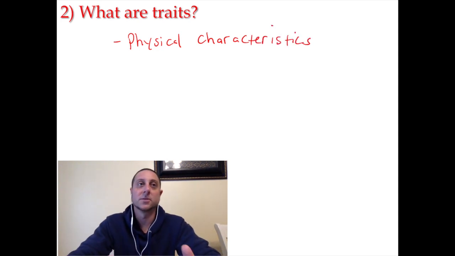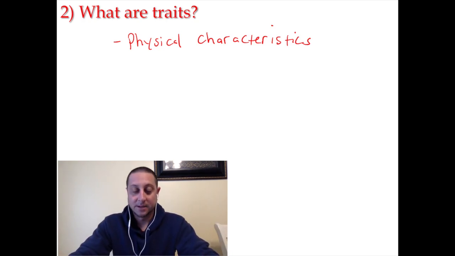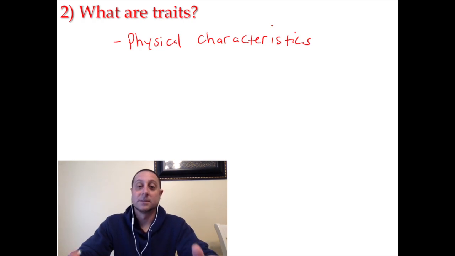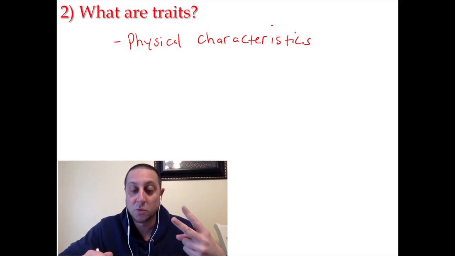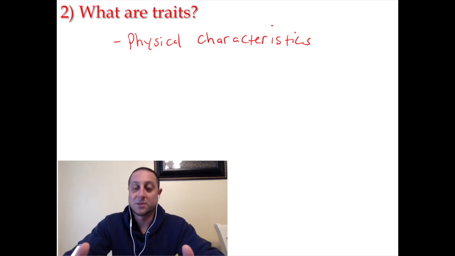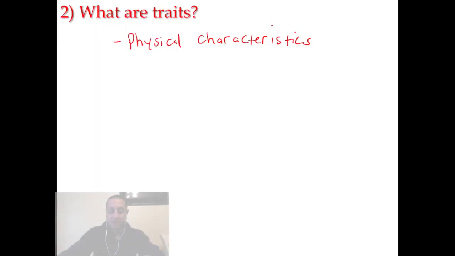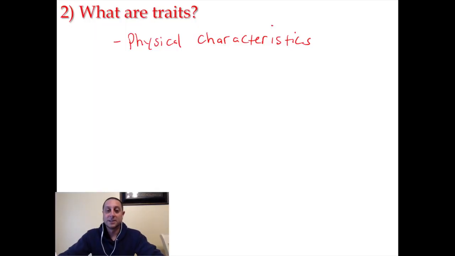So let's say we're just looking at one particular trait, eye color. You are going to inherit this characteristic from your parents. I say it that way because you're getting it from mom and dad, so that means you're having two copies of this trait. And if you remember from last year, this dude, Gregor Mendel over here, he did some studies.